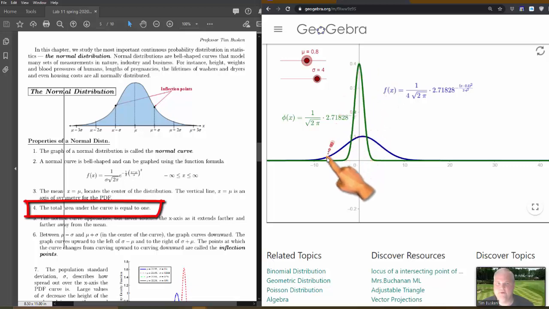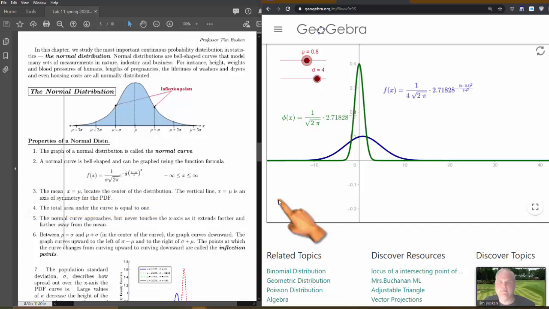Property 4: for every normal curve, the area underneath the curve is always equal to 1. And the significance of the total area being 1 is that 100% of the probability is represented underneath the normal curve.